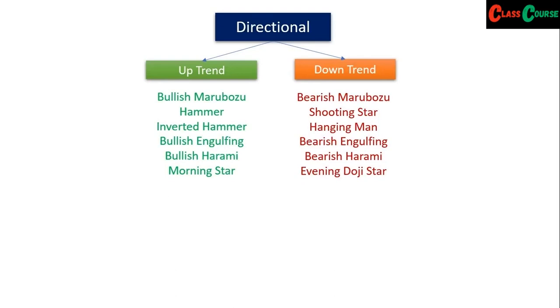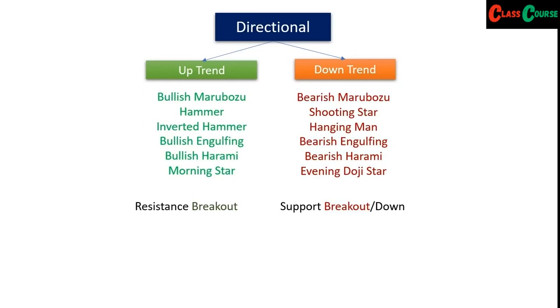But when do we use these candlestick patterns in the uptrend? When there might be a resistance breakout, you can look for these candlesticks in an uptrend, and in a downtrend, you can look for a support breakout, or you can call it a breakdown as well. At that time, you can use these candlestick patterns for confirmation of your directional trading. And these were the chart patterns and the candlestick patterns I have mentioned.